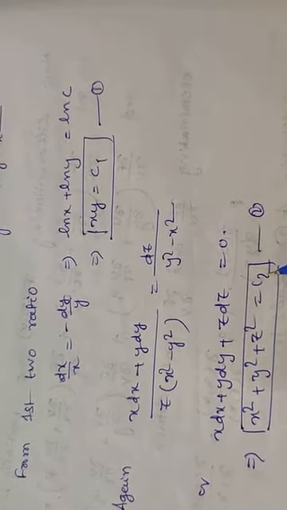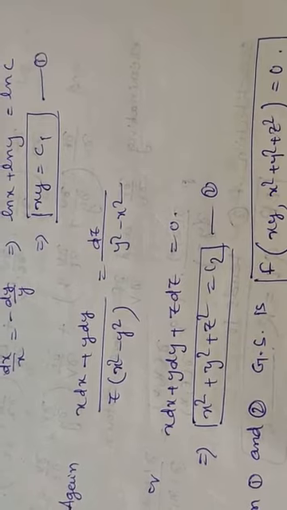So the solution is f of xy and x square plus y square plus z square is equal to 0. So the general solution is, from 1 and 2, f of xy, x square plus y square plus z square is equal to 0. In this way we solve the first order linear PDE using Lagrange method.